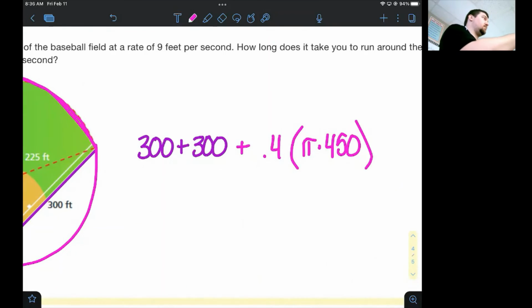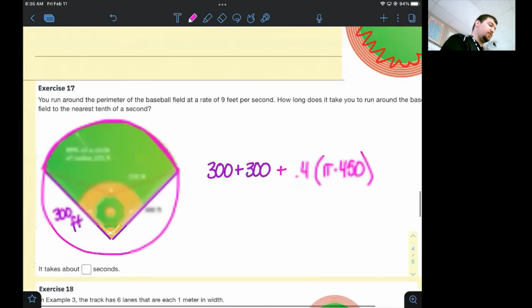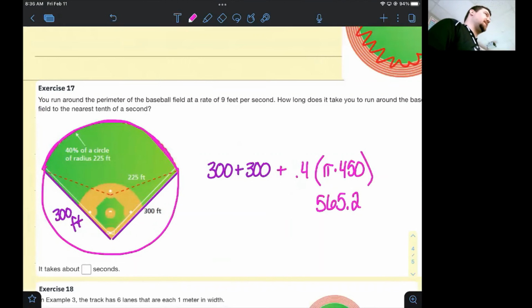565.2. So you guys are getting, or are you even trying? I know Frank. Frank's like, yeah, I typed it in. So say it again, Frank, what is it? Okay. So if I run around just the outfield fence, that's 565.2 feet. I also want to include the 300 feet base paths on both sides. And so that's a total of 600. And so what's my combined perimeter going to be of the entire baseball field?